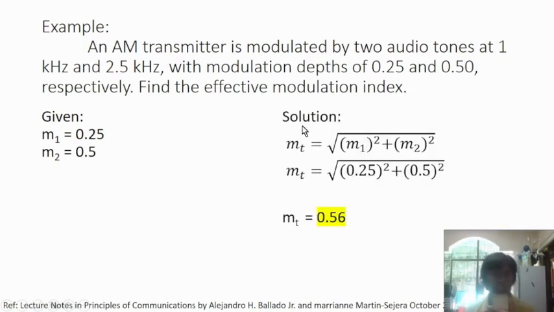To solve for this, we'll be using m sub t. M sub t is equal to the square root of m sub 1 squared plus m sub 2 squared. So m sub t is equal to the square root of 0.25 squared plus 0.5 squared. So m sub t is equal to 0.56. So our effective modulation index is 0.56.